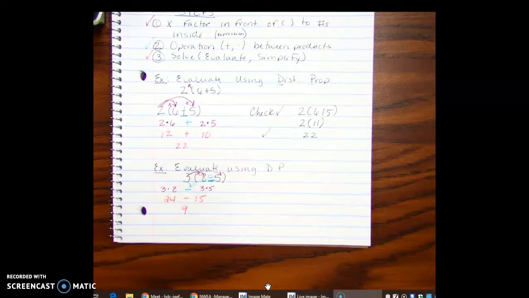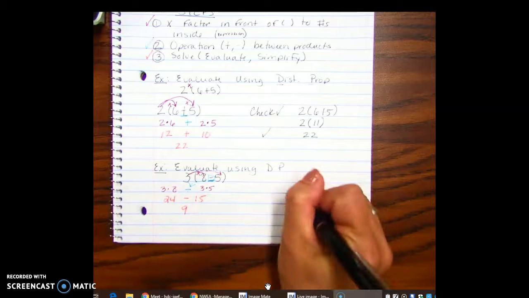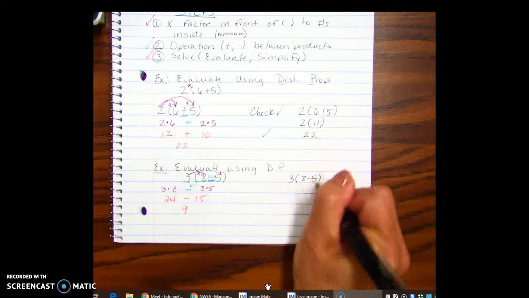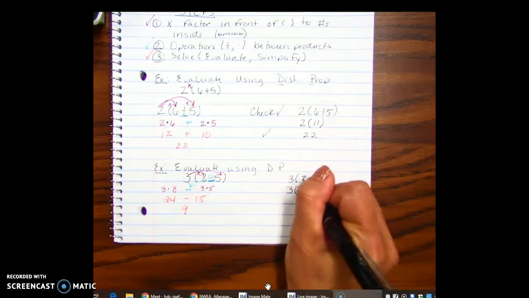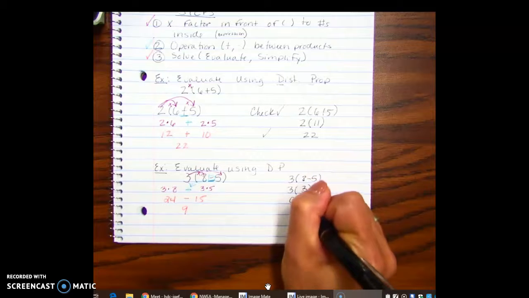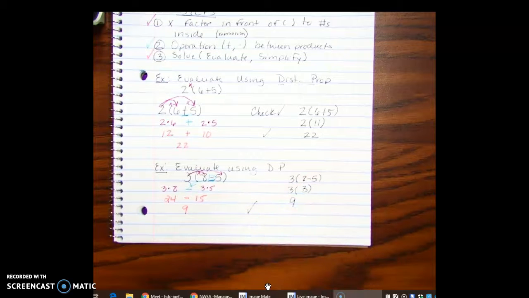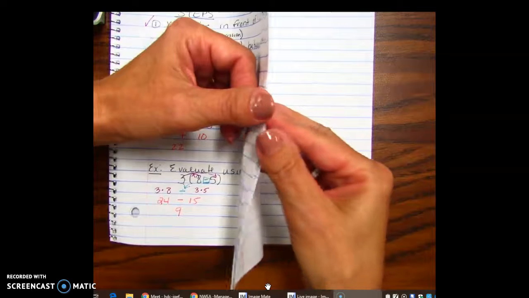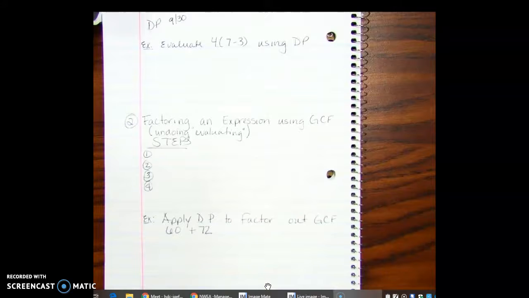Let's check our work. How do I check my work? I just do my problem as it's set up. Parentheses tells me to do this first. So I take 8 minus 5 is 3. 3 times 3 is 9. It checks. Okay, let's turn our page. Oh, look at that. I have another one. We'll go ahead and do this.